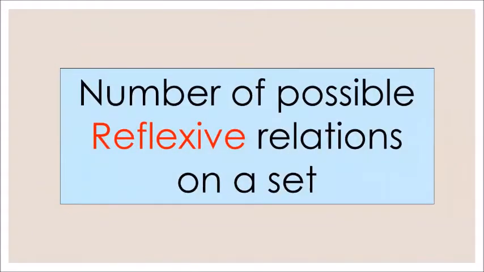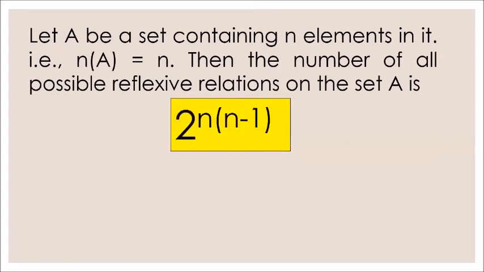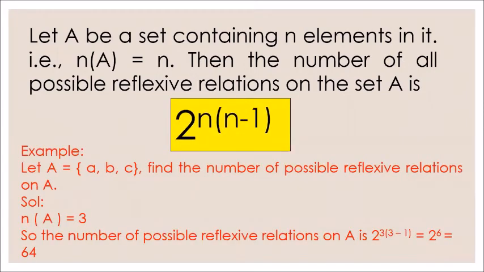The number of possible reflexive relations on a set. Let A be a set containing n elements in it. Then the number of possible reflexive relations on the set A is 2 to the power of n into (n minus 1). Example, let A be a set containing 3 elements. Then the number of possible reflexive relations on A is 2 to the power of 3 into (3 minus 1), which is equal to 64.